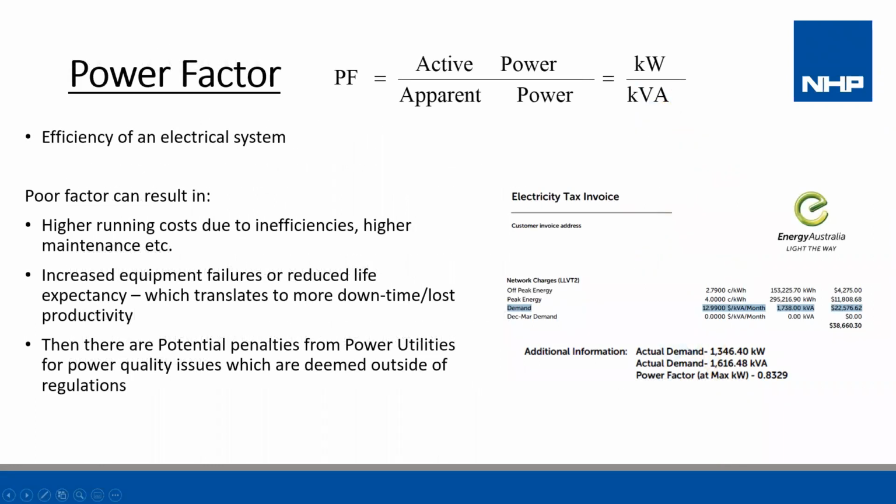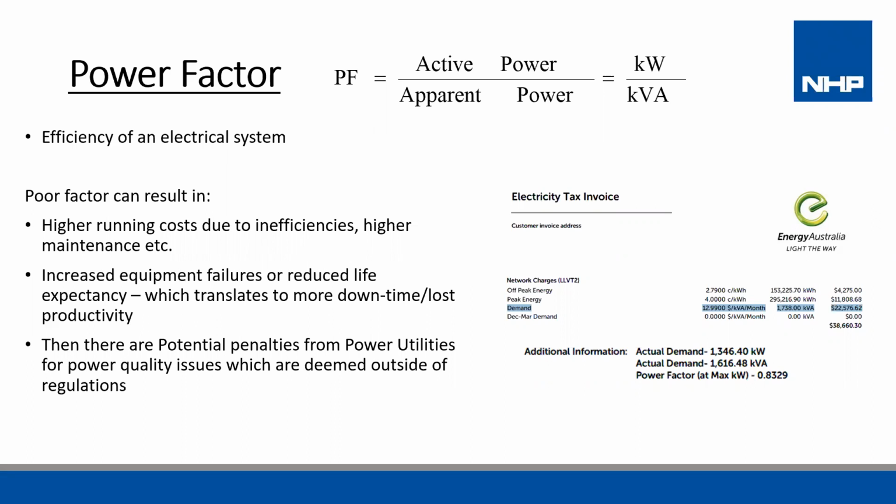So let's look at power factor. Power factor is a measure of the efficiency of an electrical system. It is a ratio of true or actual power to the apparent power in an AC system, also referred to as total power factor. Total power factor consists of two terms: displacement power factor and distortion power factor, which we will look at shortly.